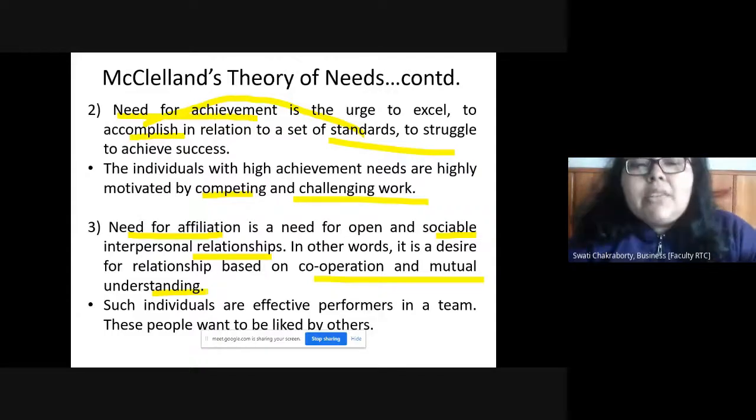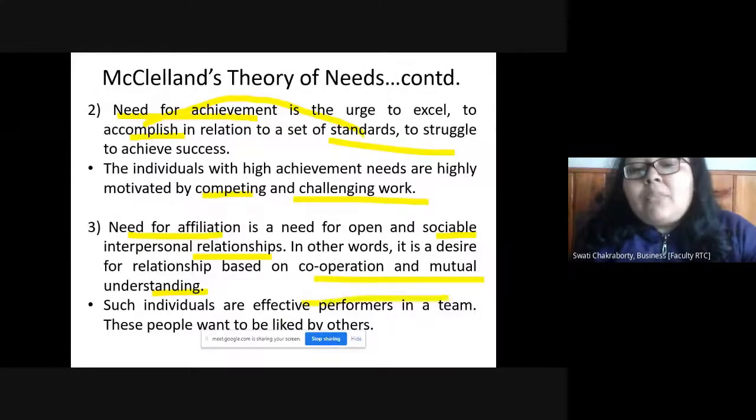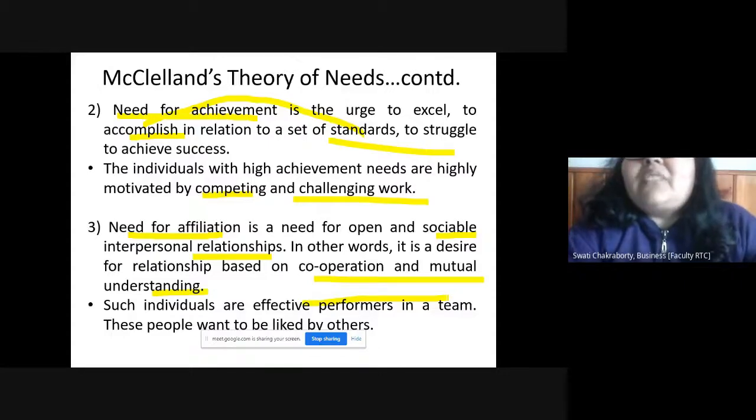Now, these individuals who have the need for affiliation are very good performers in a team. They can work in a team. They can work with others. And the tendency is there that they would want people to like them. That feeling of longingness.